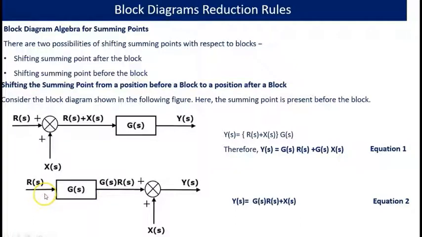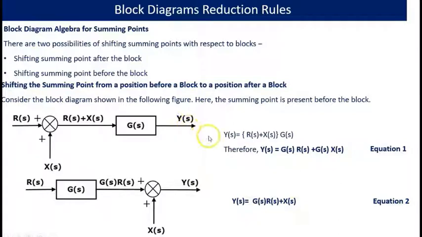Now we want to shift this summing point from this position to this position. Then what we have to do? If we want to shift this summing point to this point, then what will be the output of this g of s? Here it is R of s g of s, or g of s R of s. Then the input to the summing point is x of s. So what will be the output? Y of s is equal to g of s R of s plus x of s.